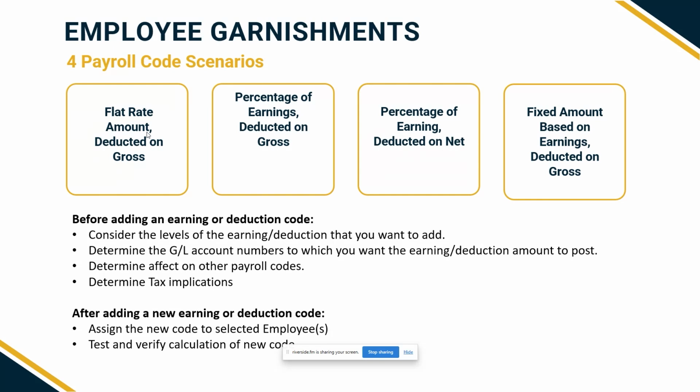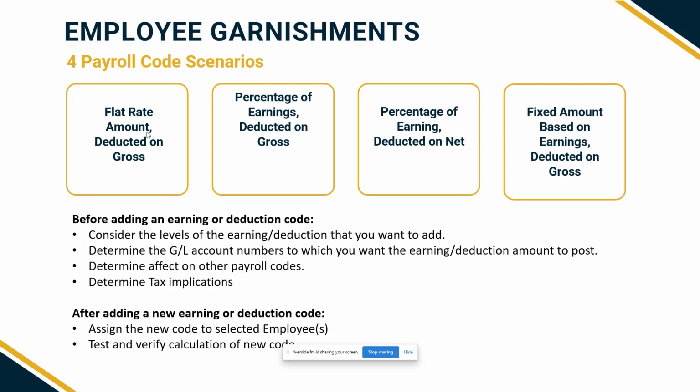So before adding an earning or deduction code in Canadian Payroll, there are a few things to consider. Consider the levels of the earning deduction code that you want to add. A level in Sage 300 Payroll determines whether a code is going to be calculated off of another code. So if you are calculating a garnishment, for example, off of another code, which could be an hourly code or salary, the level of that garnishment code has to be greater than or higher than the code that it's going to calculate off of, and I will show you that.